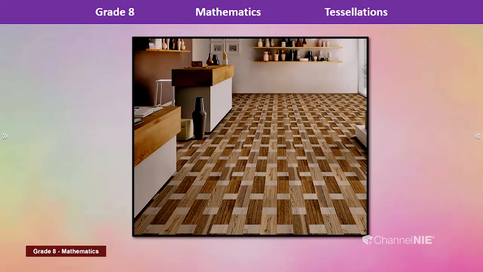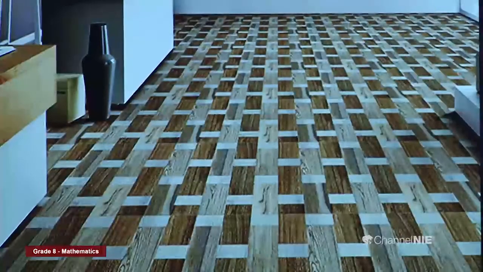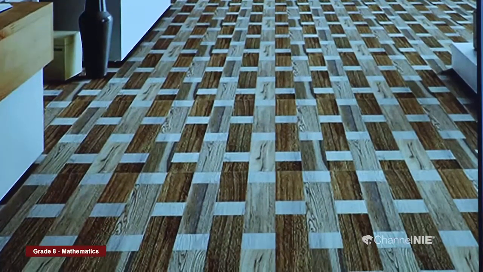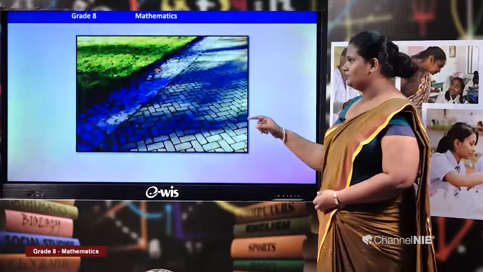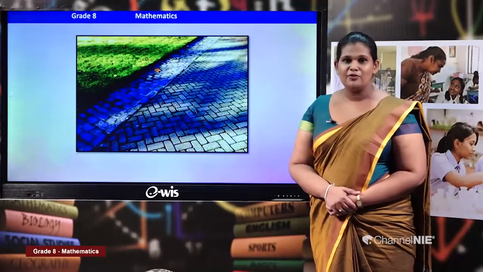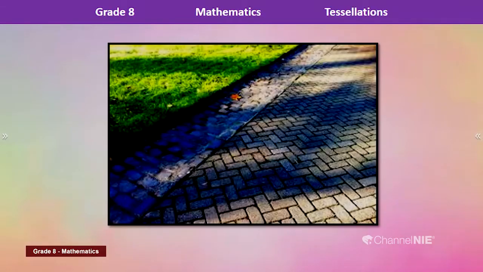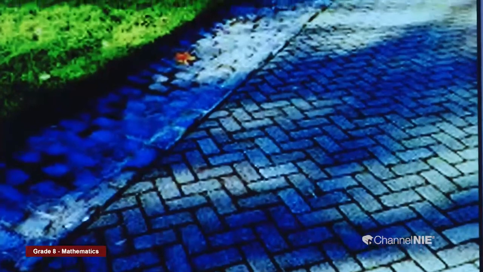The rectangles are in two colors, squares are in another color. They have nicely placed the squares and rectangles to create a beautiful tessellation. Right. Now, have you seen these in your day-to-day life? What are these? Here we can see some bricks, isn't that so? They have fixed these on the floor to create a beautiful pattern. You may have noticed these in parks or walking paths. You may have noticed these types of tessellations.